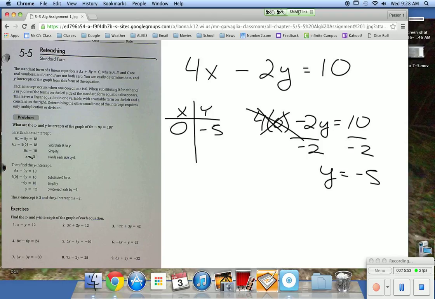All right, now the next one. What's the next thing we have to do? Yep. 0 for y now. 0 in for y. So let's put that in. 4x minus 2 times 0 equals 10. 2 times 0 goes away, right? Yep. Right?